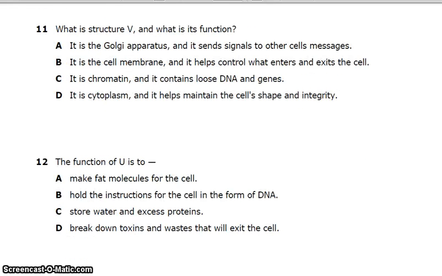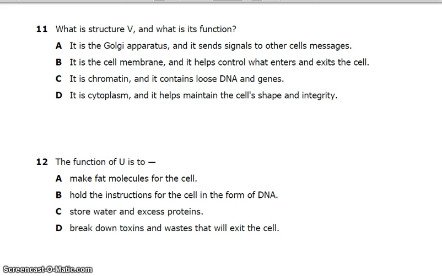Question 11. What is structure V and what is its function? It is the Golgi apparatus and it sends signals to other cell messages. It is the cell membrane, and it helps control what enters and exits the cell. It is chromatin, and it contains loose DNA and genes. It is cytoplasm, and it helps maintain the cell's shape and integrity.